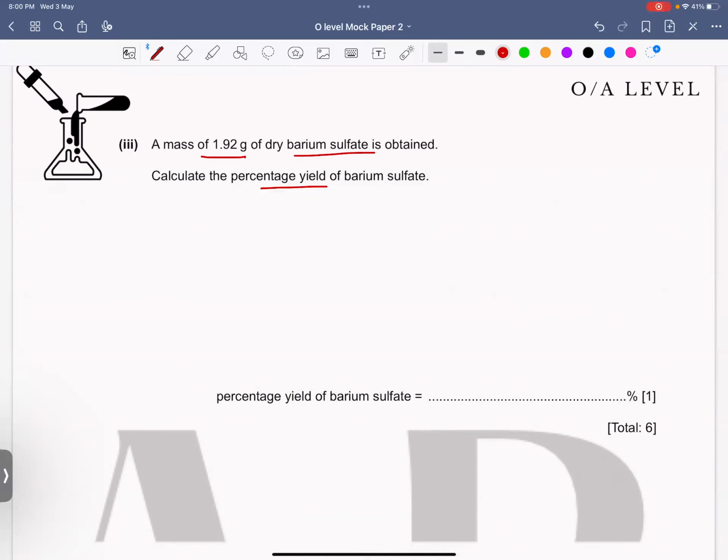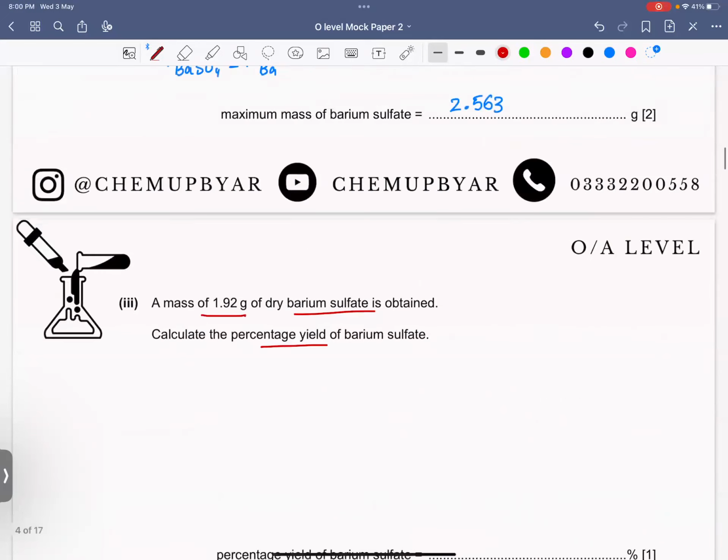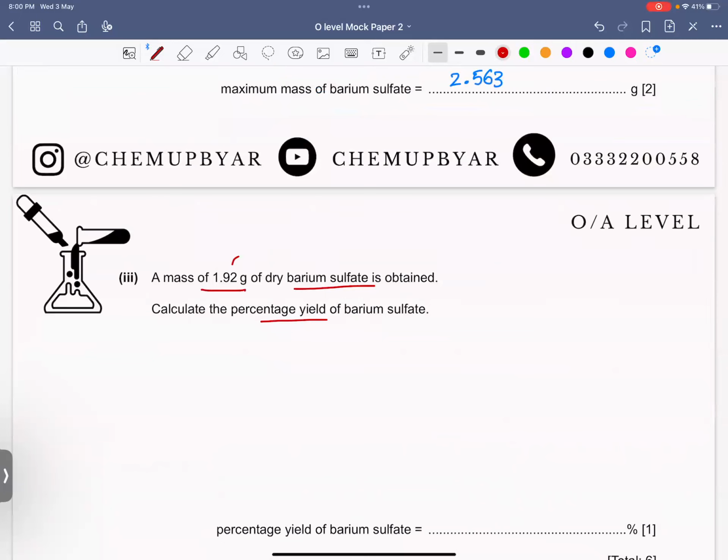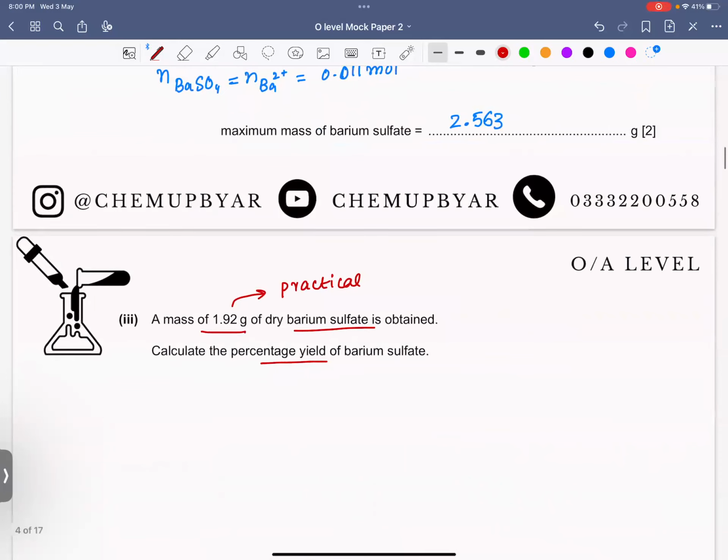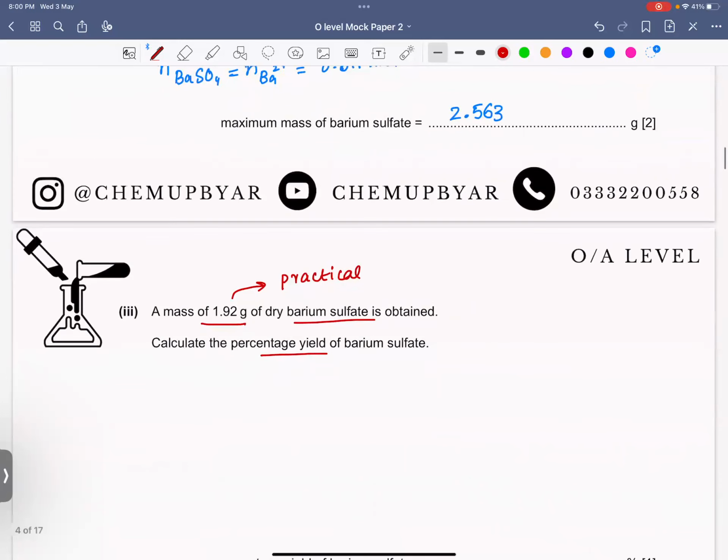A mass of 1.92 gram of barium sulfate is obtained. Calculate the percentage yield. Okay. So what they are telling us is that after the experiment, after the practical, the mass obtained for barium sulfate is 1.92 grams, and from the calculation we got the mass as 2.563, and they are asking you to find the percentage yield. So percentage yield is always equal to practical yield divided by theoretical yield, multiplied by 100.